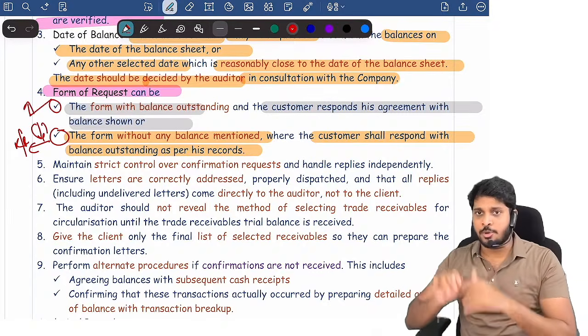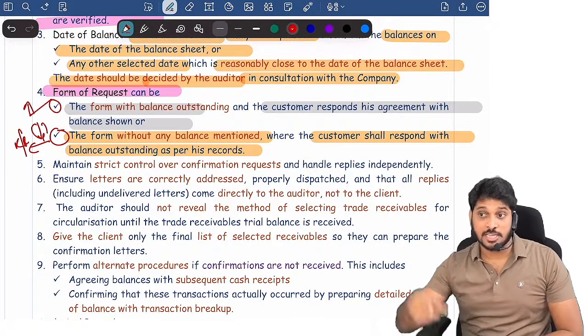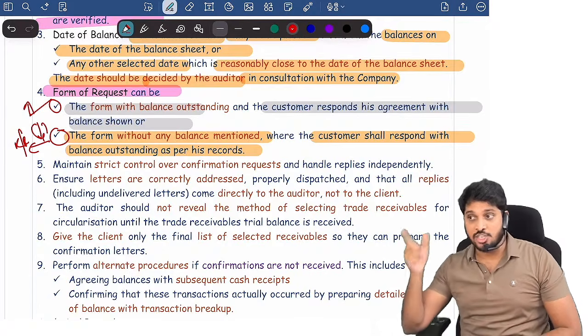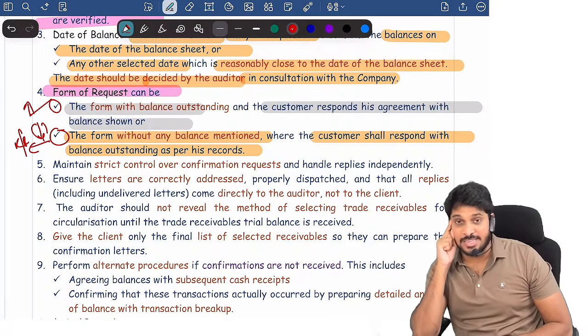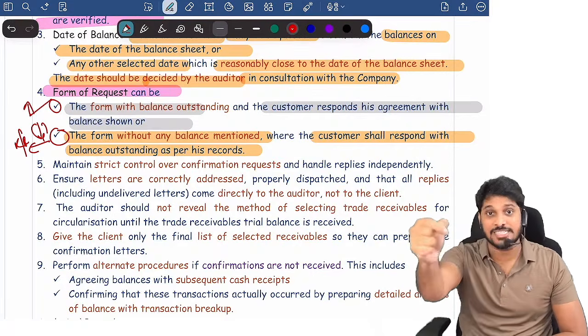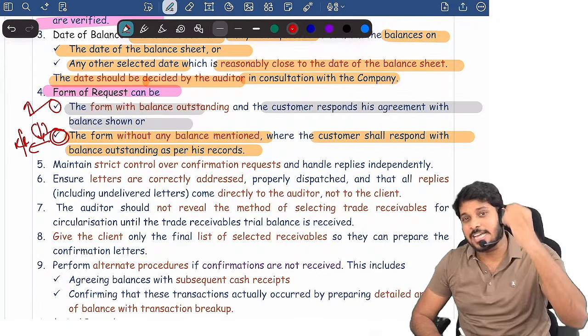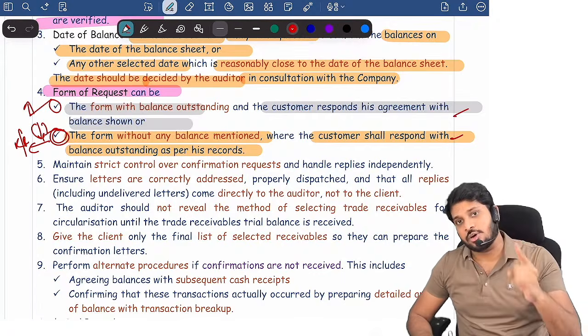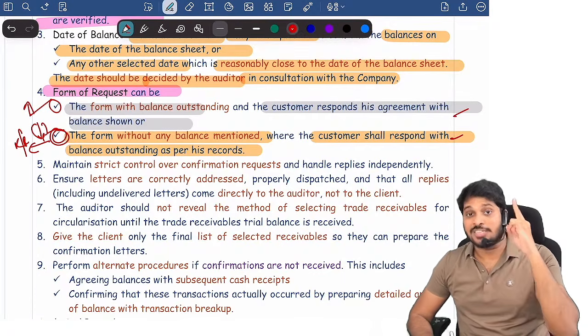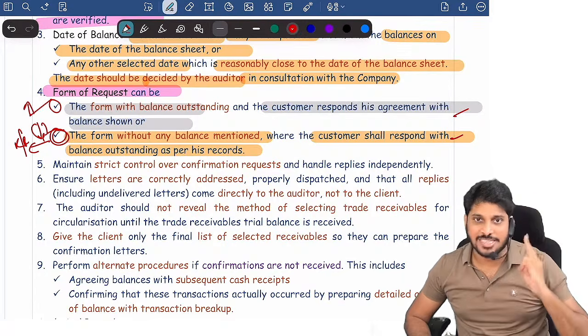If at all you mention the amount, the customer will say yes or no directly. But if you ask him to fill, he needs to open the books, open the ledger, open the balance, confirm whether the balance is correct or not, and then fill it and send. So the second form is a little time taking. This is one of the factors while designing a confirmation request. This is something we discussed in the 505 standard already.